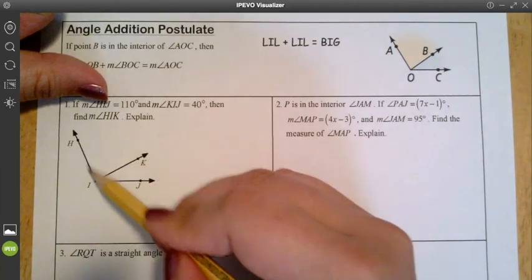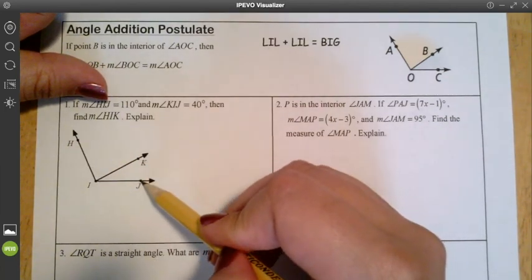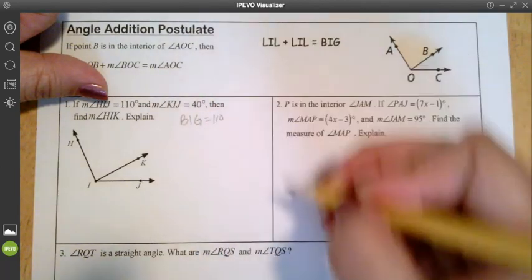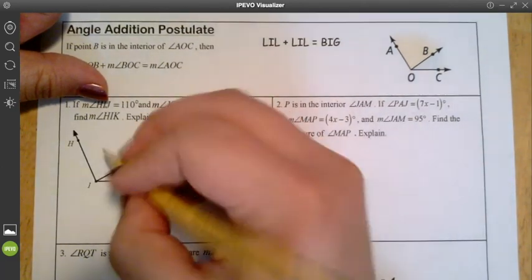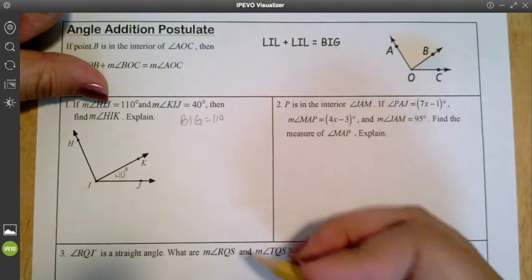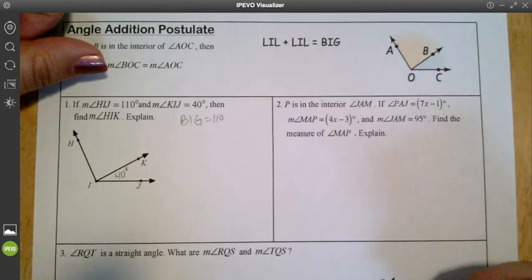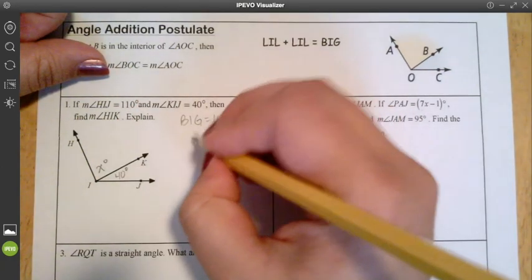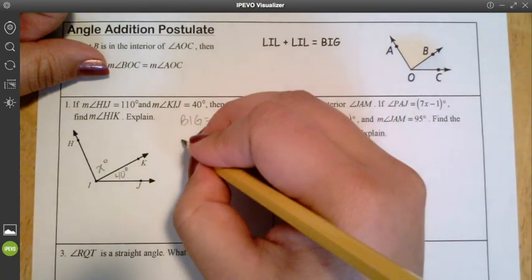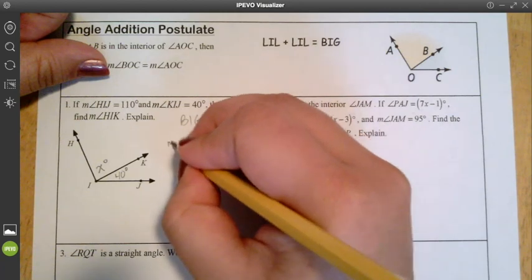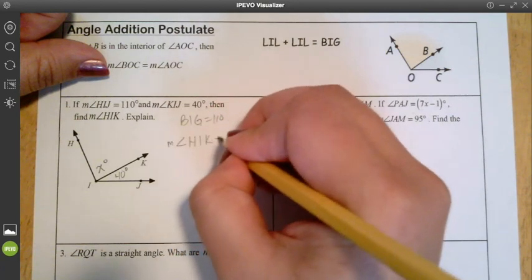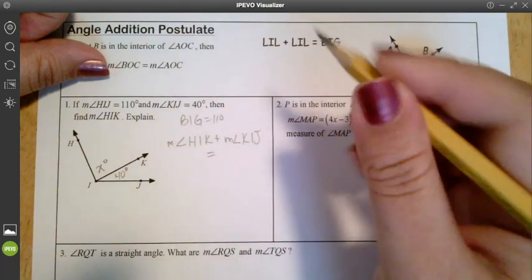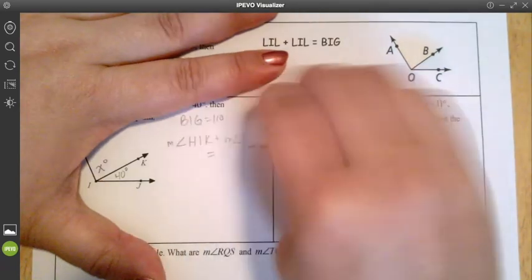The measure of HIJ is 110. So the big one is 110. KIJ is 40 degrees, and we want to find HIK. Okay, so let's call this X degrees. Then I can say little plus little is big. So I can say measure of angle HIK plus measure of angle KIJ equals, actually let me rewrite this on one line.